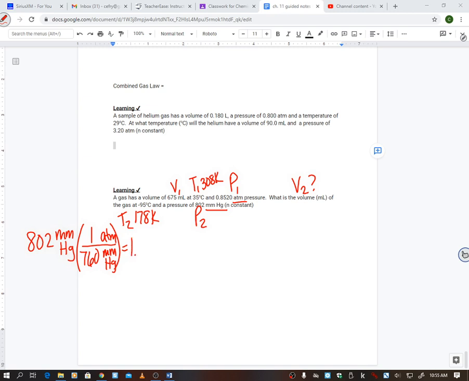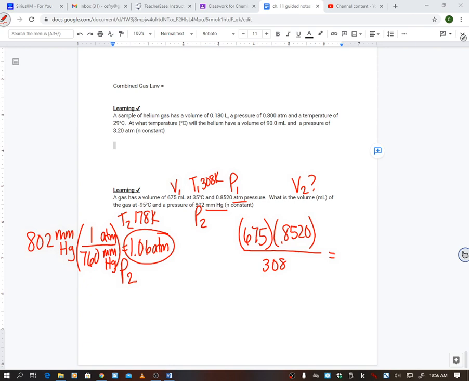All right, this is going to be 1.06. I'm not real picky on where you round out on those. But this is my P2. Now I'm going to plug all this in. I've got 675 volume and pressure go on top, my temperature on bottom. I don't know my volume, but I know my pressure is 1.06, and I know that my new temperature is 178.